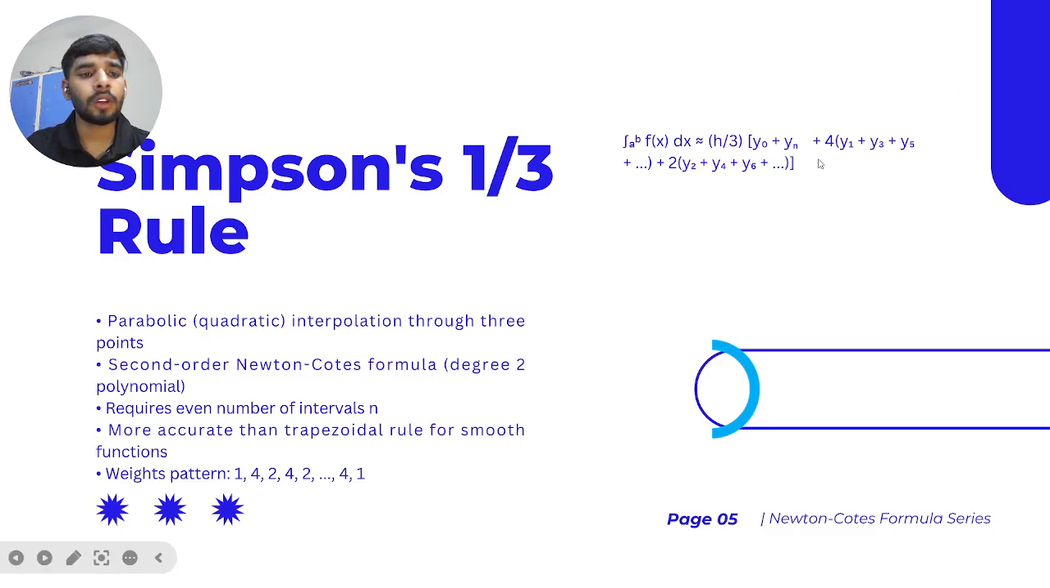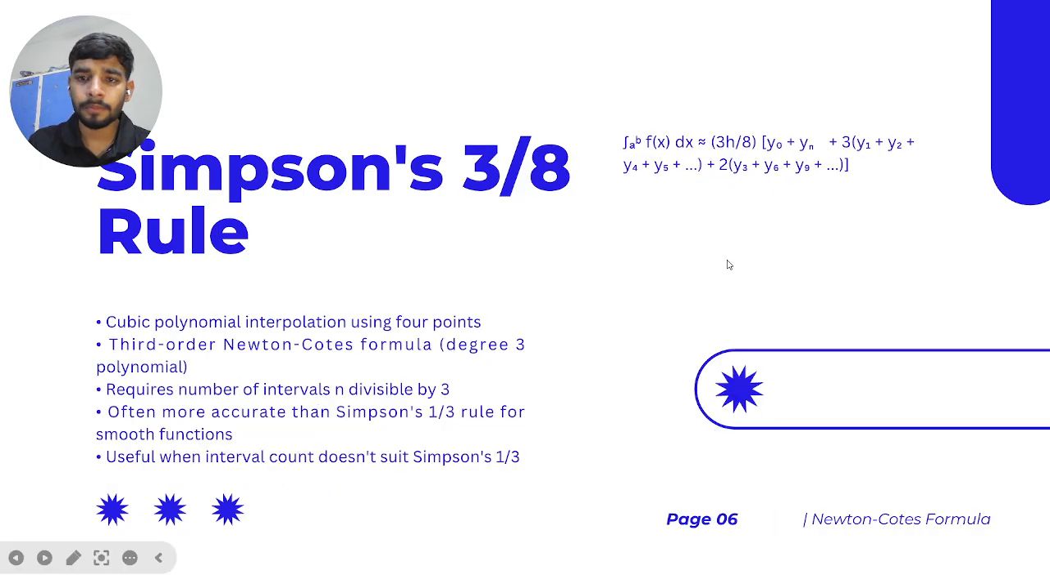So here is the formula of Simpson's 1/3 rule. It goes like integration from a to b of f(x) dx, which is nearly equal to h by 3 times (y0 plus yn plus 4 times (y1 plus y3 plus y5) plus 2 times (y2, y4 and y6)). These are the even terms, and multiplied by 4 are the odd terms.